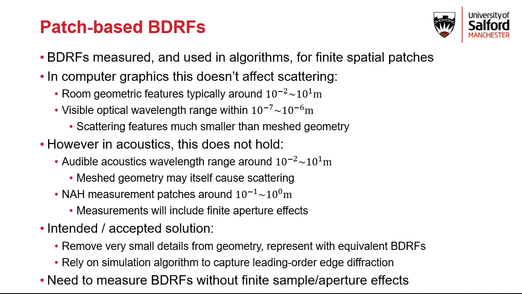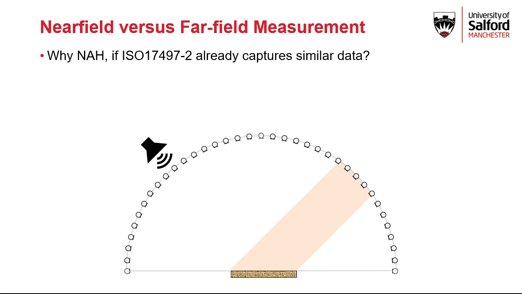Now, to play devil's advocate, probably the first question that comes along is why bother with near-field acoustic holography if ISO 17497-2 can already capture similar data like the balloon plot I showed you a minute ago? So in these standards, what you typically get is you have a sample and you have a microphone array of about as large a radius as you can get away with in your anechoic chamber, and then you get a speaker and put it as far away from your sample as you can in your anechoic chamber to radiate something quasi like a plane wave, and then you put the microphones far away to get them in the far field. So you're tied into a situation where the sample is going to have to be quite small, and it's going to necessarily have some edge effects.